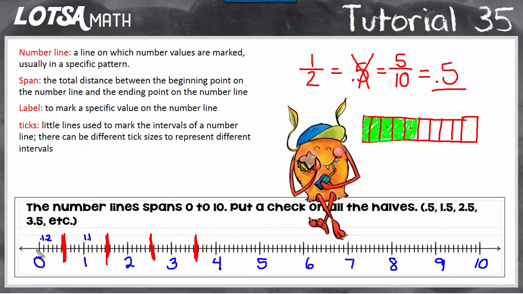So here, if we're going to put a check on all the halves, the first half is going to be 5/10. Remember we said this is 1/10, 2/10, 3/10, 4/10, 5/10. The check would be right there. It says 1 and 5/10. So this is 1, so 1 and 1/10, 1 and 2/10, 1 and 3/10, 1 and 4/10, 1 and 5/10. And notice that is halfway between 1 and 2. All of the 5/10 are going to be halfway between the whole numbers.